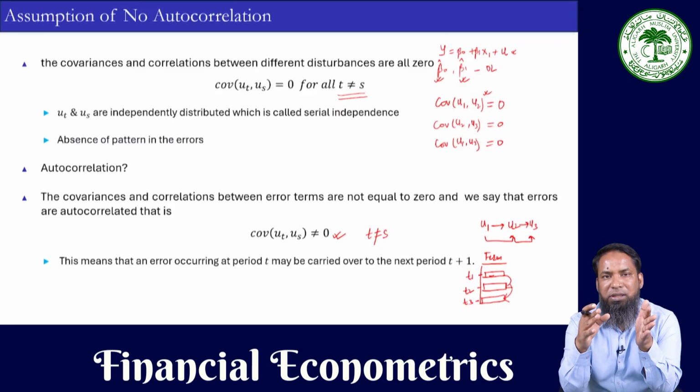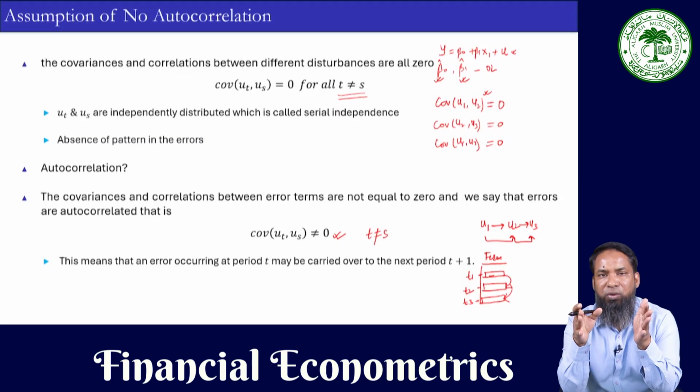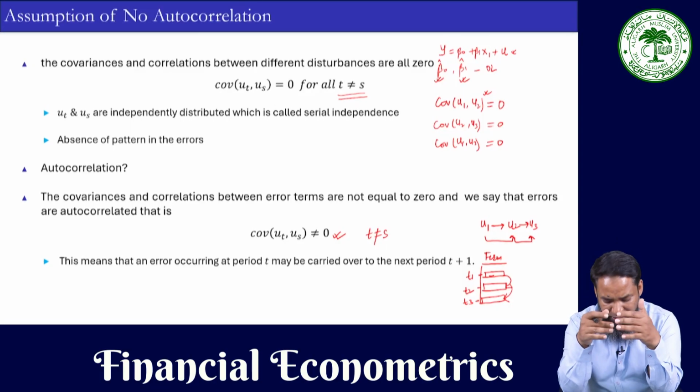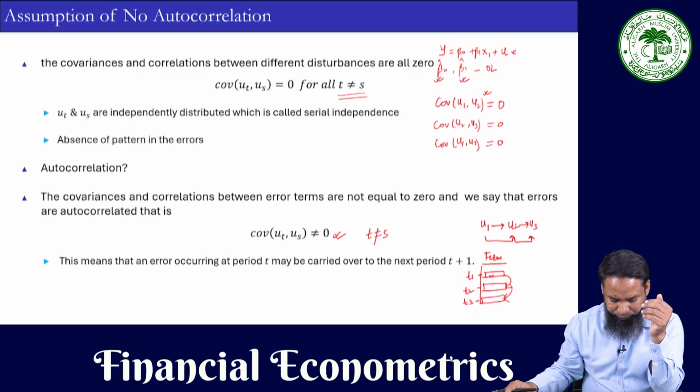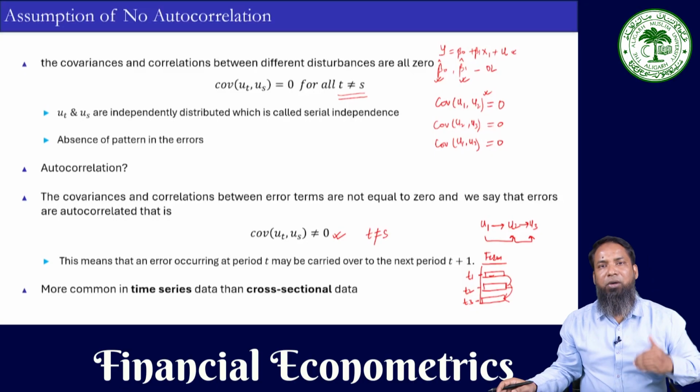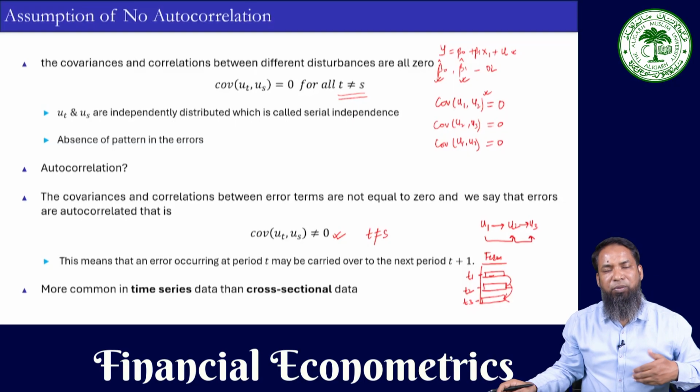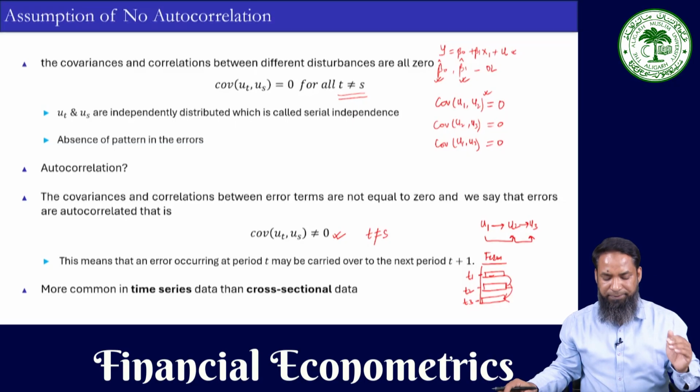However, in case of cross-section data, because we have different units, the characteristics and fundamentals may change across the units. Therefore, there is a much lower chance of having the problem of autocorrelation. However, in the cross-section we have the problem of heteroscedasticity, which we have discussed earlier. So, in the case of time series, we have more problem of autocorrelation, whereas in the cross-section we have more problem of heteroscedasticity.